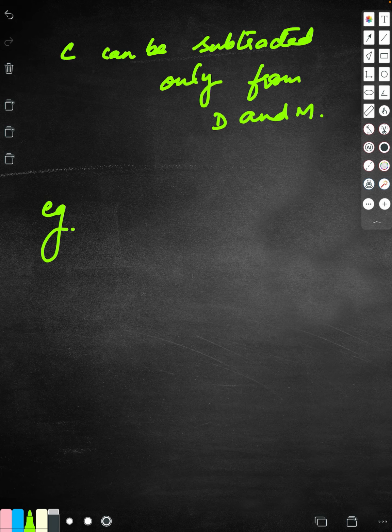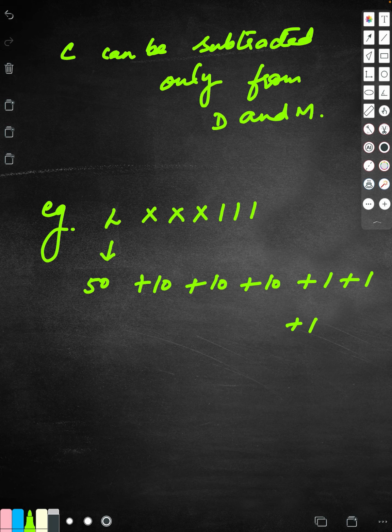Let me explain one example to you. We have L, X, X, X, I. So L represents 50 plus 10 plus 10 plus 10 plus 1 plus 1 plus 1. 50, 60, 70, 80 and 3, 83. This represents 83. Now CM. C stands for 100, M stands for 1000. The rule says you have to subtract.